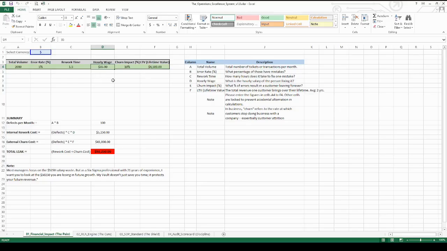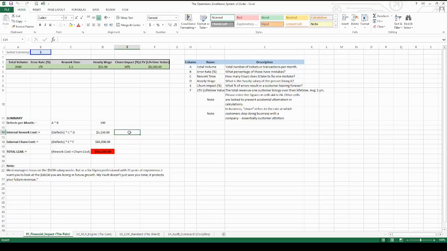They calculate their internal rework cost as 100 defects times an hour and a half times $35, and they see a loss of $5,250. They think, okay, that's just the cost of doing business. But as a Six Sigma professional who has managed these floors for over 2 decades, I'm telling you that you are looking at the wrong number.